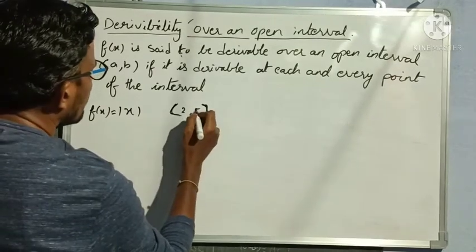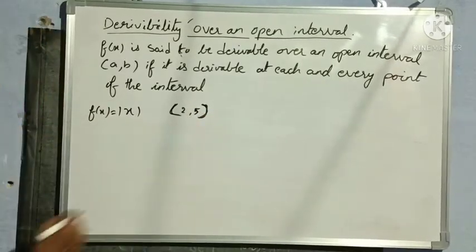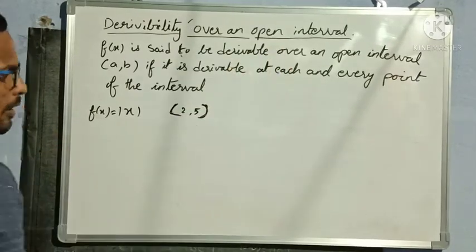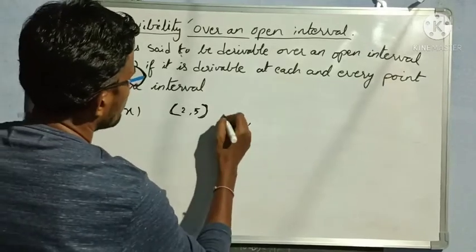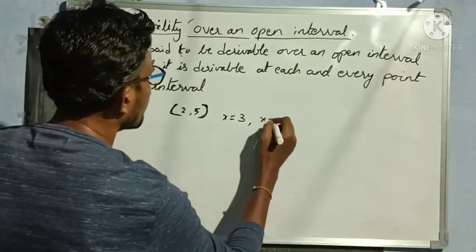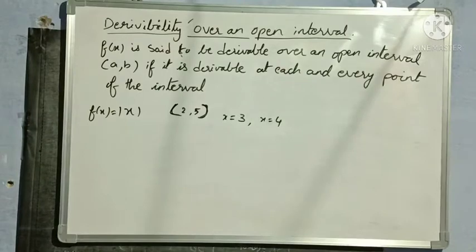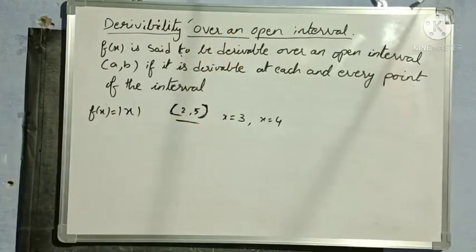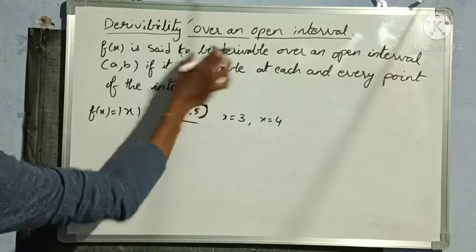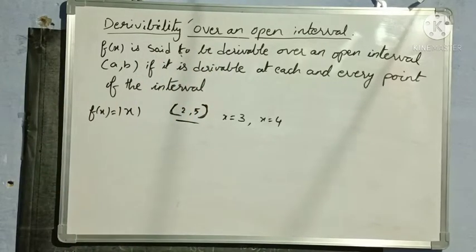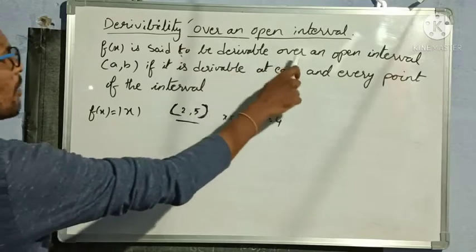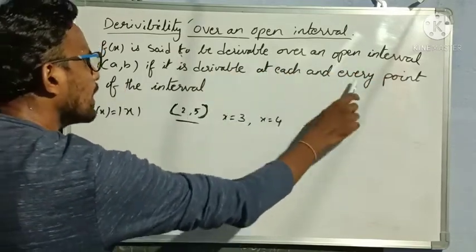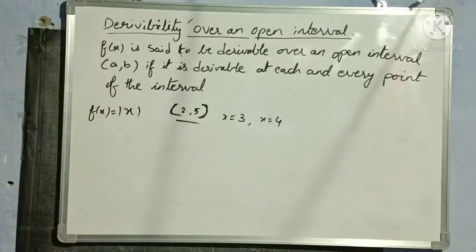Okay. At this open interval 2 comma 5, in between 2 and 5 at every number I should check whether this function is derivable or not. Means at x is equal to 3 this function should be derivable, and at x is equal to 4 this function should be derivable. Then only we can say that this function is derivable at this open interval 2 comma 5. Understood? This is the meaning of the sentence. f of x is said to be derivable over an open interval a comma b if it is derivable at each and every point of the interval.